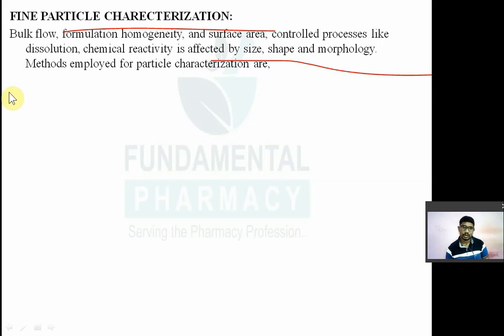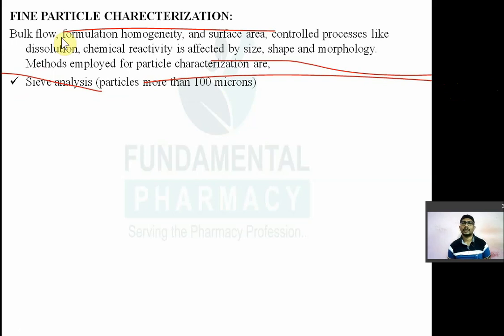Now the methods which are used for particle characterization: the first method is sieve analysis. By subjecting your compound to sieve analysis, you can get an idea regarding the particle size of that molecule. Sieve analysis is used when particle size is more than 100 micron. अगर आपका particle size 100 micron से ज़्यादा है तो sieve analysis.